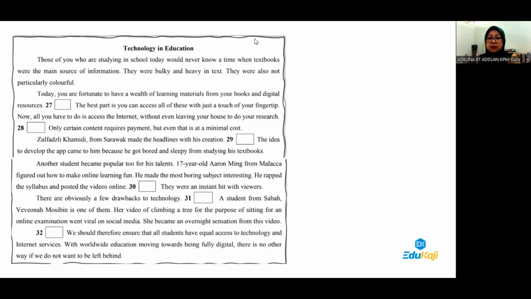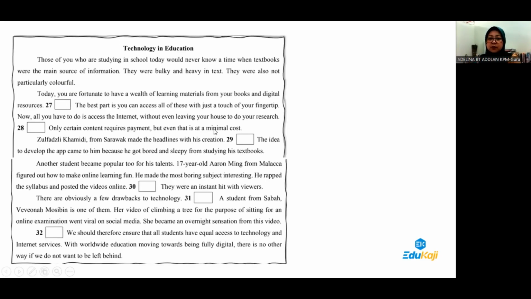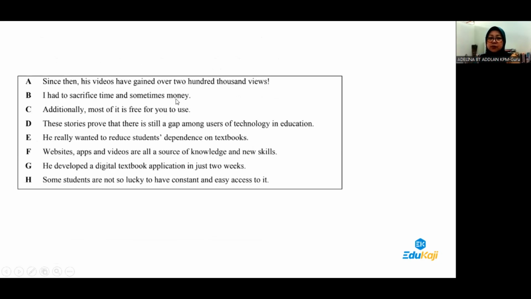We got 27, 28, 29, 30, 31, 32. Meaning that you have 1, 2, 3, 4, 5, 6 empty blanks that you need to fill in with choices of answers given on the next page. There are 8 answers here, but you only have to fill 6 empty spaces. There will be an extra.